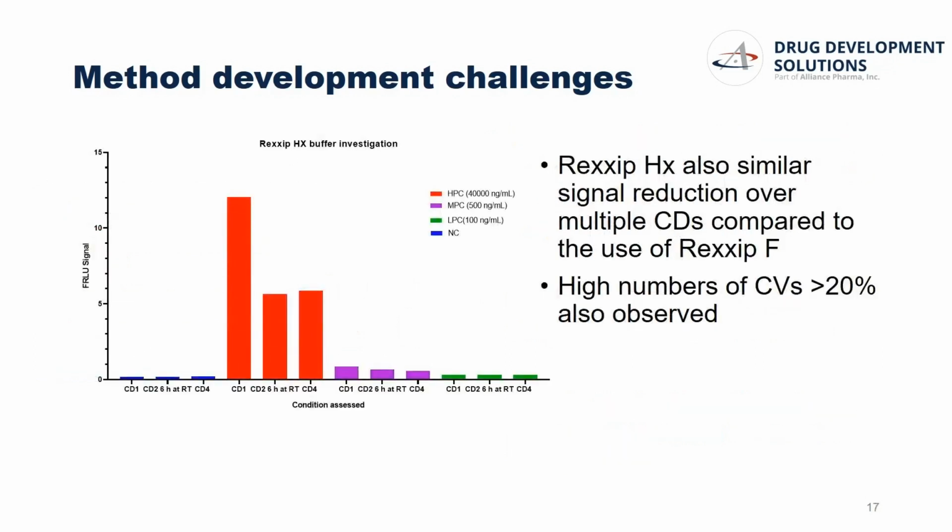So we tried the Rexip HX as it was given to us, and we saw exactly the same thing, signal deterioration over multiple CDs. The other thing we noticed is that we incubated the samples at room temperature for 6 hours, and we also noticed a loss of signal with samples that were pre-incubated in the dilution buffer for 6 hours and the conjugated reagent for 6 hours. So the effect was clearly due to the buffers that we were using at the time.